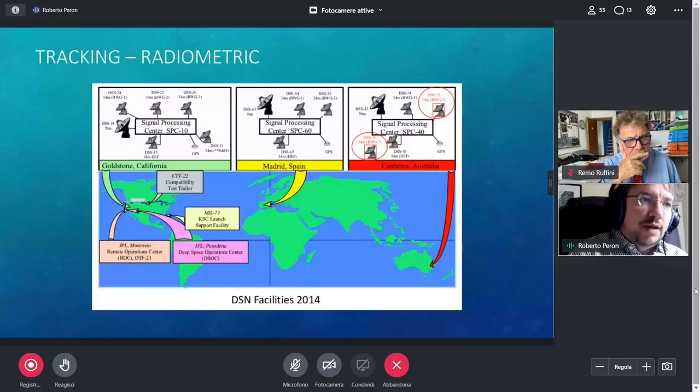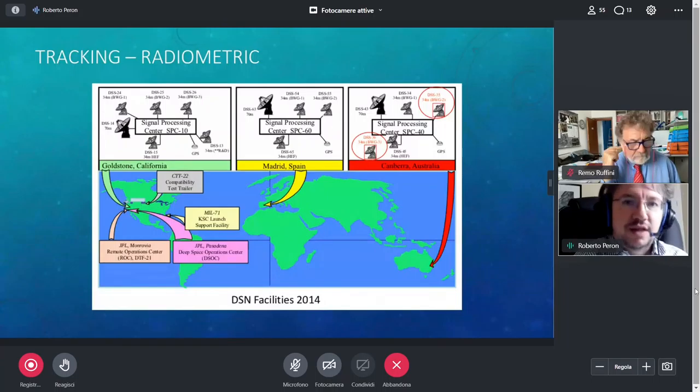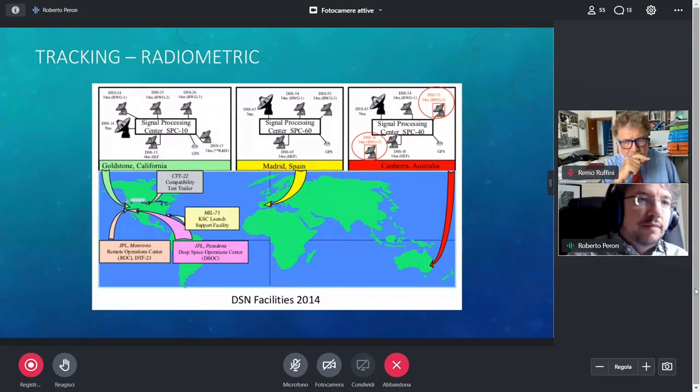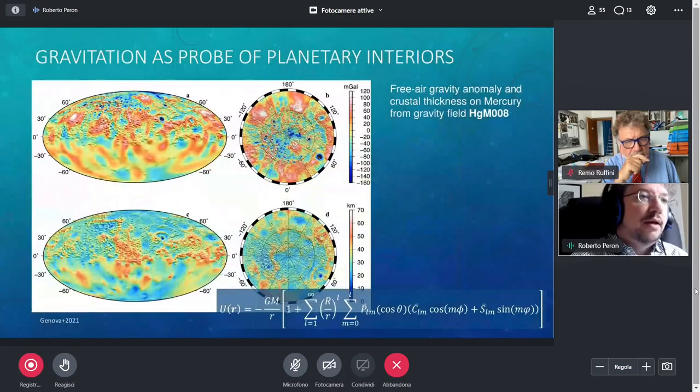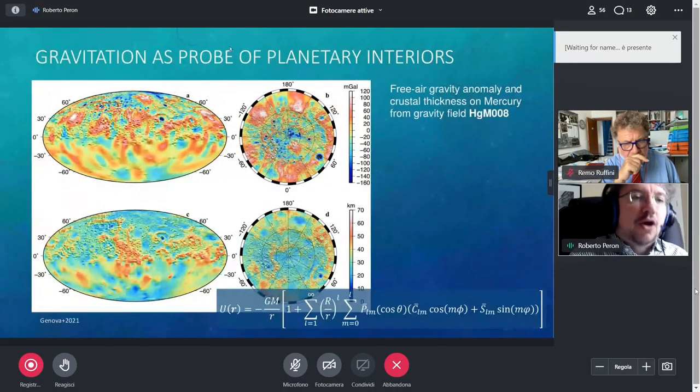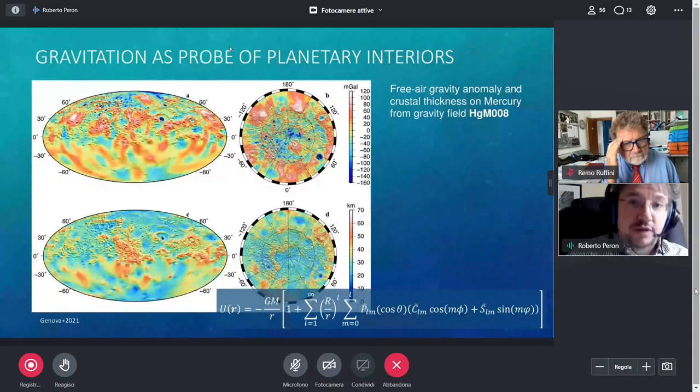Okay, now gravitation, as we have seen, is also very, very important in order to probe the internal structure of the bodies we are approaching. Indeed, it's one of the few ways. The other is, if we are able, seismometry or magnetic field. So it's a very, very powerful instrument. And indeed, you can see here a very recent map of the so-called free air gravity anomalies, expressed as acceleration, and here converted into an equivalent height, of planet Mercury.